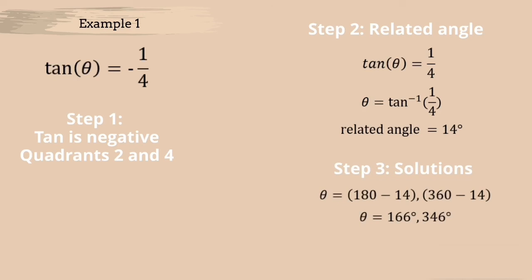Finally, find the solutions. To find the second quadrant answer, you do 180 minus related angle. This equals 166. To find the fourth quadrant answer, you do 360 minus related angle.